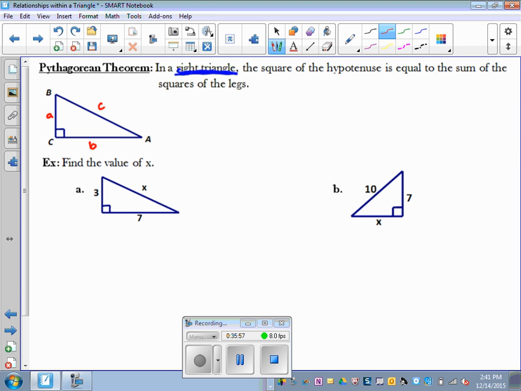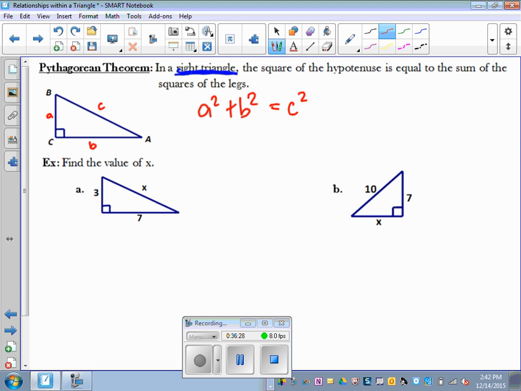Okay, are you writing this down? So our Pythagorean theorem is simply stating that a squared plus b squared, the squares of my sides added together, must equal my hypotenuse squared. If that is true, it's a right triangle. If it's a right triangle, that must be true.